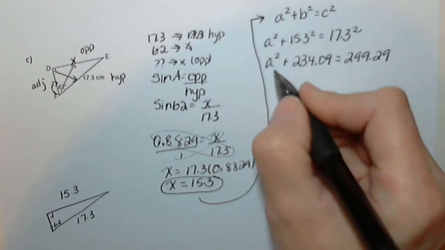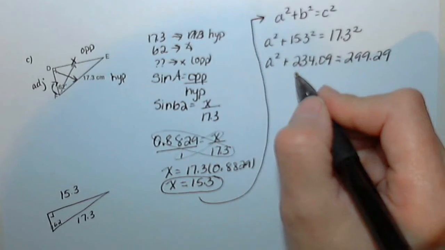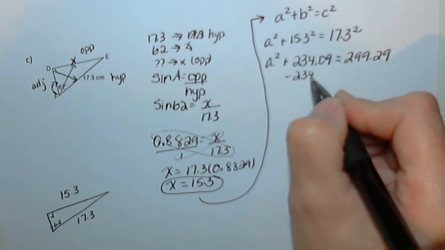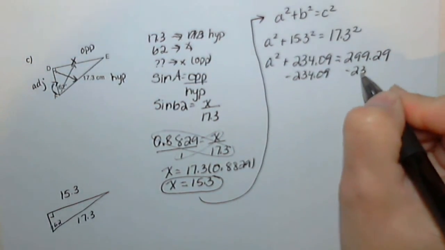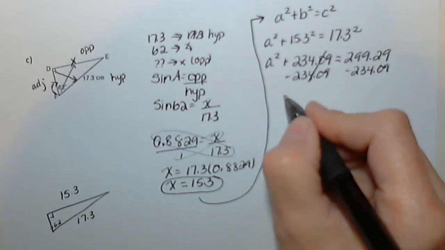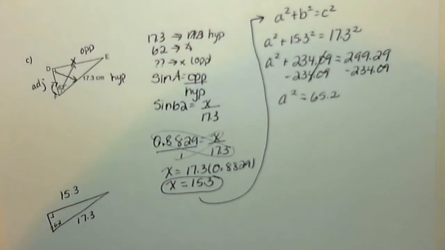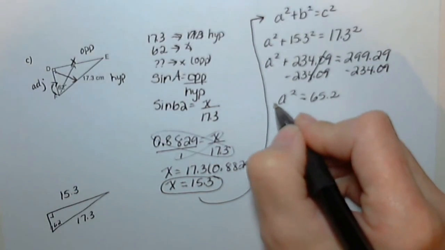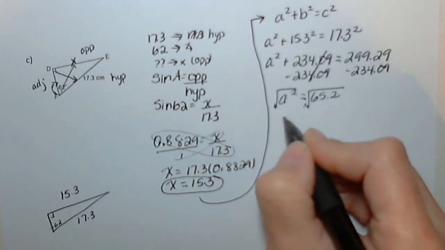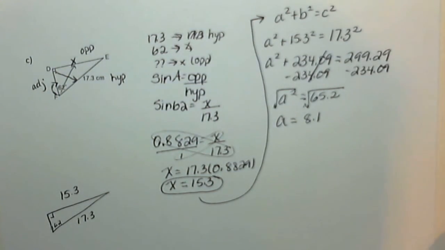Our job is to get the a by itself, and I'm going to first of all get rid of this 234.09 by subtracting it from both sides. Those turn into 0, and we are left with a squared equals 65.2. You now want to get the a by itself, and you do that by square rooting it and the other side, and you then end up with a is 8.1. Let's go back on our diagram and put that in.